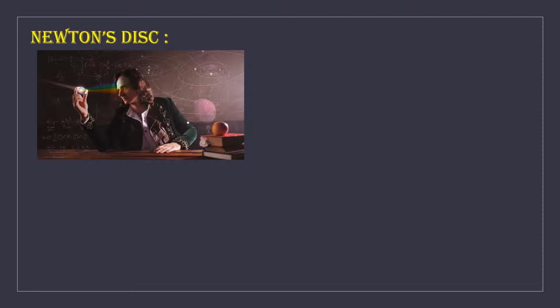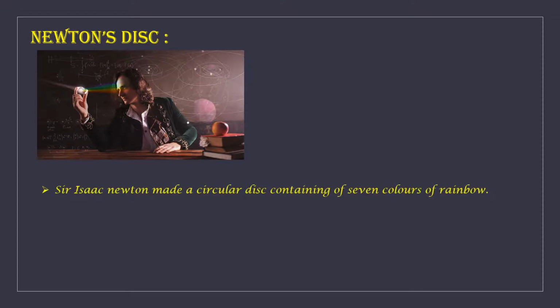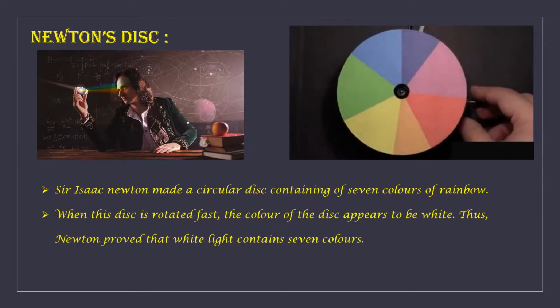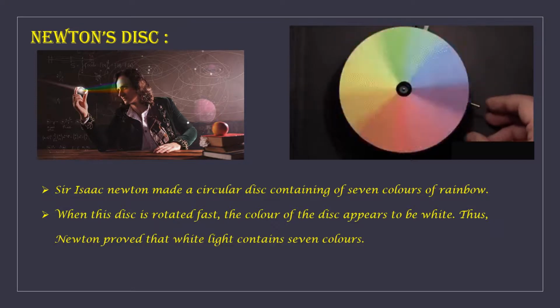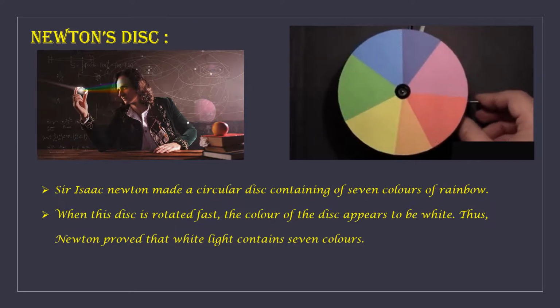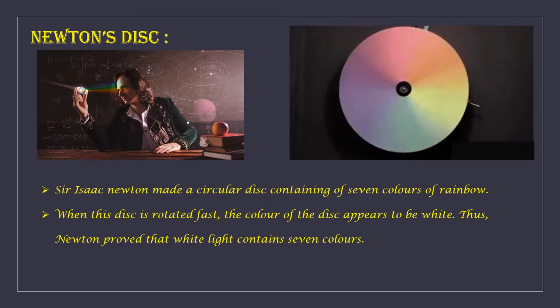Now, what is Newton's disk? Sir Isaac Newton made a circular disk consisting of 7 colors of rainbow. When this disk is rotated fast, the color of the disk appears to be white. Thus, Newton proved that white light contains 7 colors.